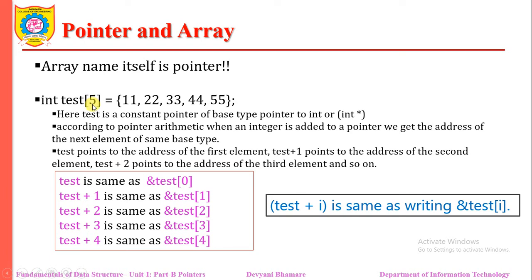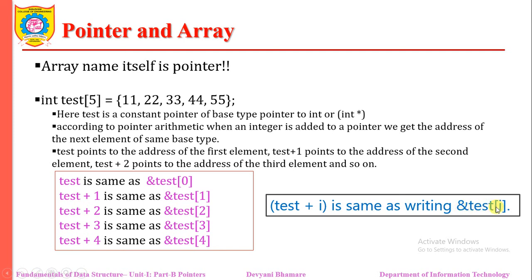That means if we say test plus 1, it points to the address of the second element of the test array. If we say test plus 2, it gives the address of the third element of our test array, and so on. So generally, test plus i gives us the address of the ith element of that particular array. That's why we write address of test of i.